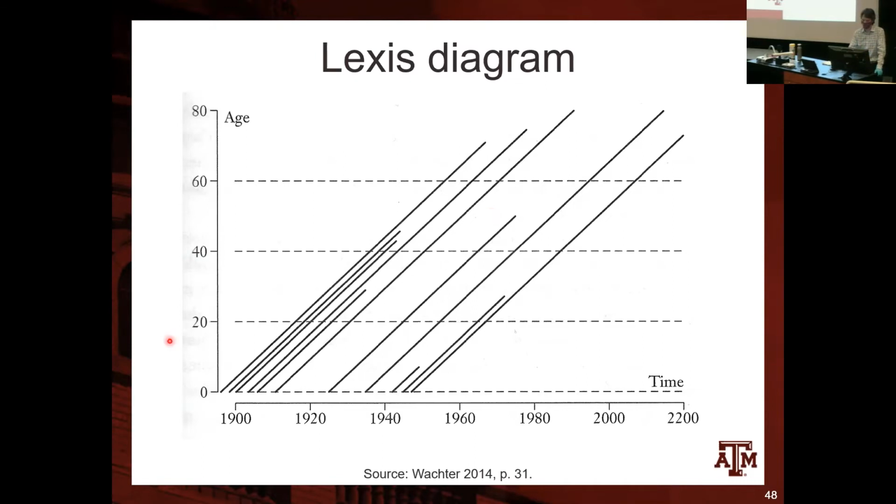So that's why everybody starts at age 0, and death, and that age can vary from person to person. So the Lexis diagram is a really important graph in demography.